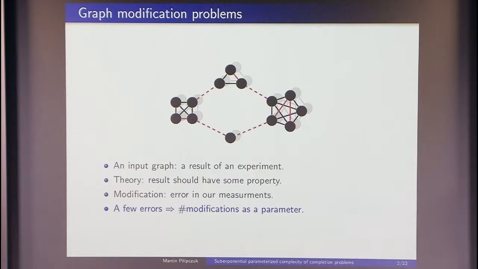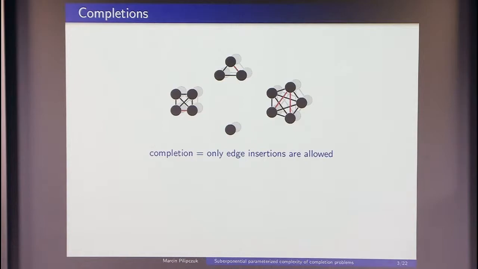Okay, so that's the graph modification promise, and in this talk we are particularly interested in only one-sided error. That means there can be missing edges, but there are no extra edges, so we can only add edges. You can think of it as wanting to add a few edges to the graph to make it consistent with your theory, or to fall into some graph class that represents your theoretical expectations.